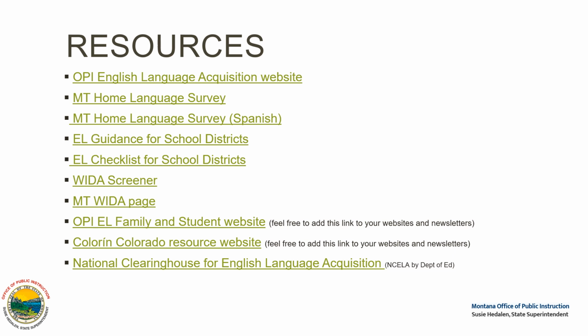Another thing that is on these links is the OPI EL family and student website. So feel free to add this link to your website, send out to newsletters. Colorín Colorado is a beautiful resource website for teachers and families. So again, this is something that would be very useful to teachers. And although the name is in Spanish, the page is designed for all English learners and educators. This would be another great link to add to your website and newsletters that go out to families. Lastly is a link to the National Clearinghouse for English Language Acquisition. And this is a page that is supported by the Department of Education.